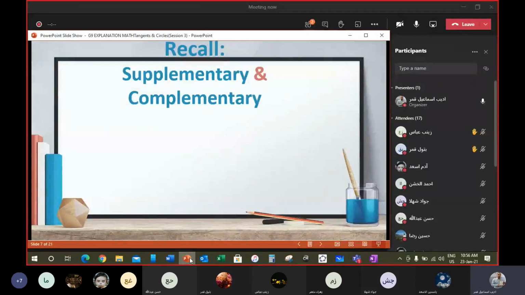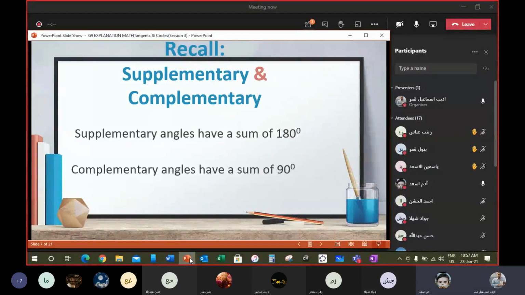كيف نعرف إنه two angles are supplementary؟ The sum of them equal 180. Complementary. The sum of the two angles equal 360 degrees. لا complementary، يعني 90 degrees. مظبوط. Supplementary مظبوط 180. Complementary their sum is equal to 90 degrees. Supplementary angles have a sum of 180. Complementary angles have a sum of 90 degrees.